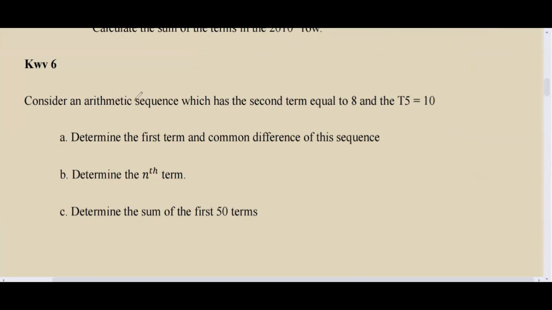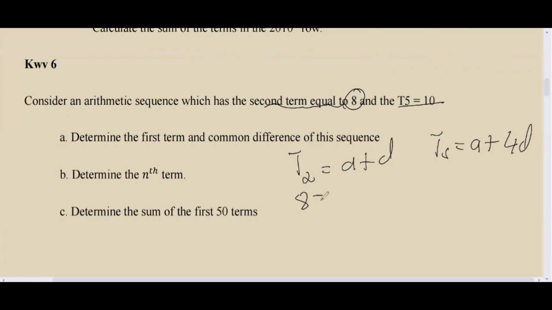We have considered an arithmetic sequence which has a second term equal to 8. So a second term T2 would be represented by a plus d. But T5, on the other hand, would be represented by T5 is equal to a plus 4d. For both of these terms, we are given the values. For the second term, we are given 8. So this would be 8 is equal to a plus d. And then here, this would be 10 is equal to a plus 4d.